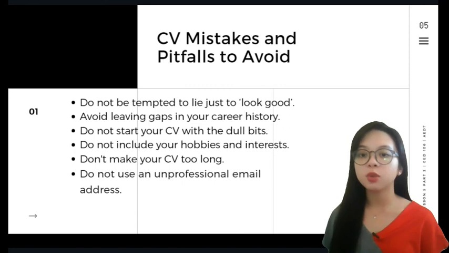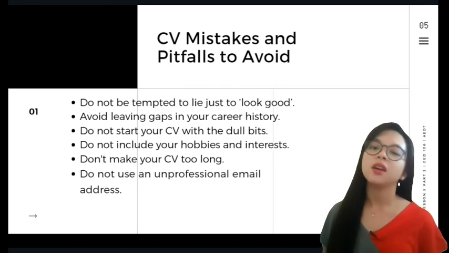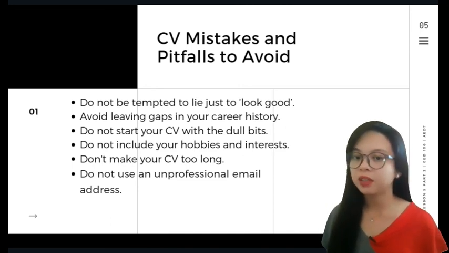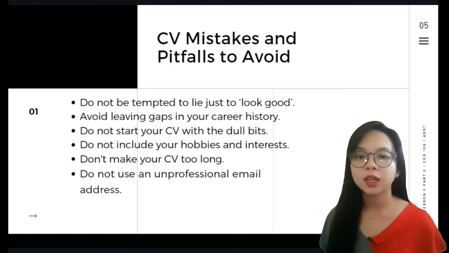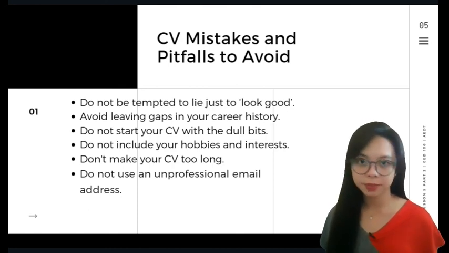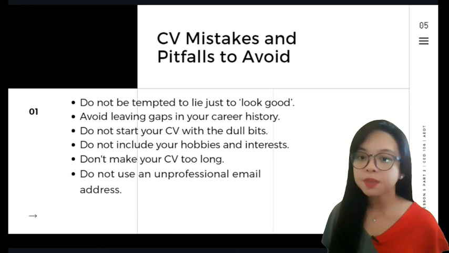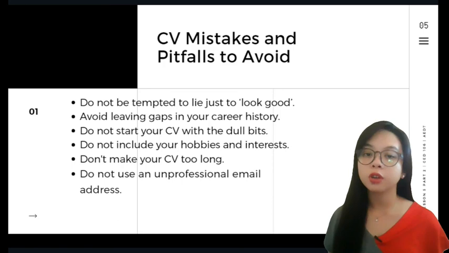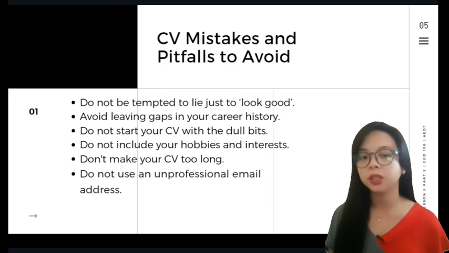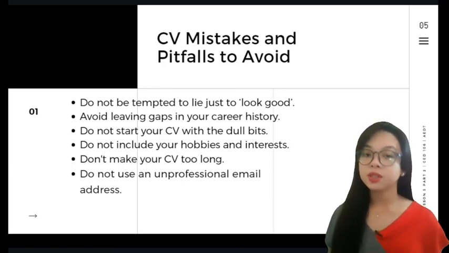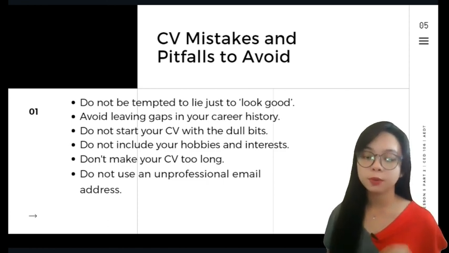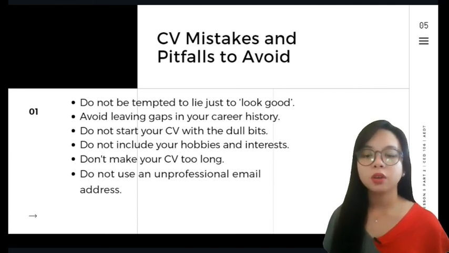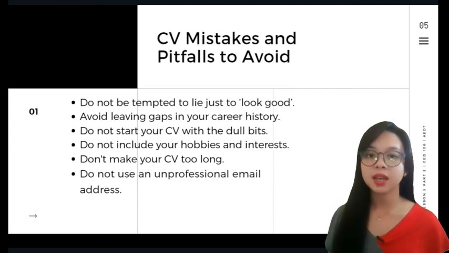If you have the guidelines, you also have the mistakes and pitfalls to avoid in writing a CV. First, do not be tempted to lie just to look good. Even in writing, honesty is still the best policy. Avoid leaving gaps in your career history. Do not start your CV with the dull bits. Do not include your hobbies and interests, especially if they're not relevant to the job that you are applying for. Don't make your CV too long, and do not use an unprofessional email address. You need to change your email or create a new one specifically designed for your work.